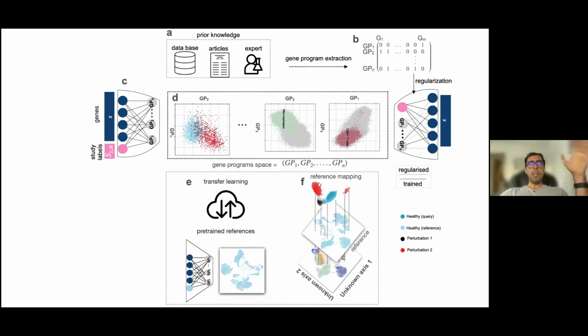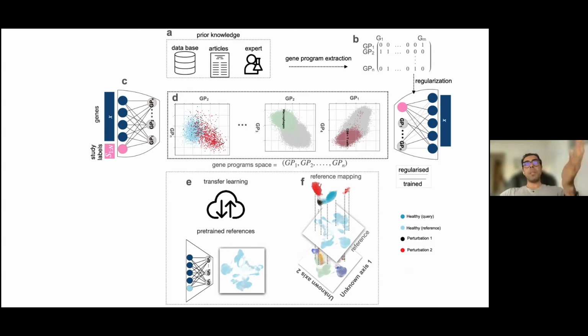So this is a new method. This is not yet published. It will hopefully go on bioRxiv soon. We call it XPMAP. So we start with mining a lot of prior knowledge from databases, from articles, from experts, and converting it to readable matrices, which could be incorporated into a neural network as regularization.